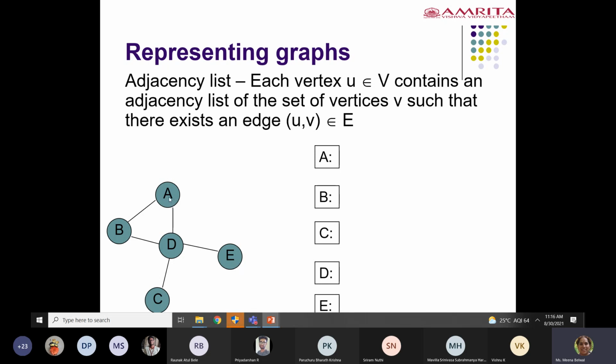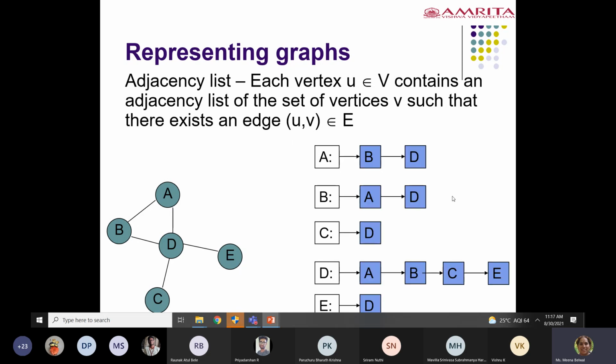For example, A is directly connected with B and D. It is not that A is connected with everything here, even if it's an undirected graph, right? I will only see the nearest connection, or you can say the one-hop connection. So A is connected with B and D. There is an edge AB, so B will get an entry in the adjacency list of A. Similarly, D will get an entry in the adjacency list of A. So each vertex u belongs to V contains an adjacency list, the set of vertices v such that there exists an edge uv belongs to E.